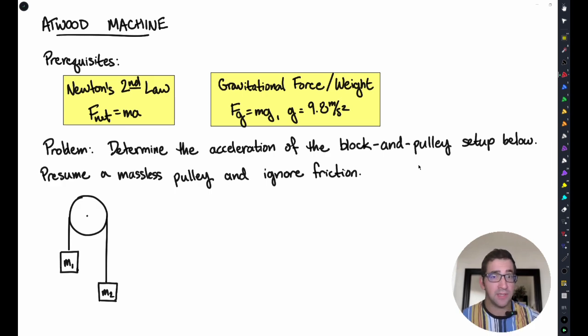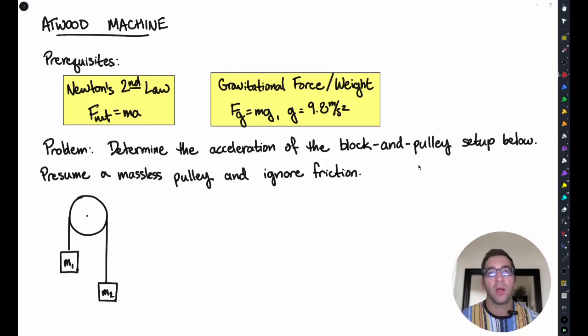Today, we're going to discuss a classic sort of problem in physics called an Atwood machine. An Atwood machine is basically two blocks that hang from strings that are connected by a pulley. And the main problem is to try to determine the way that those blocks move.